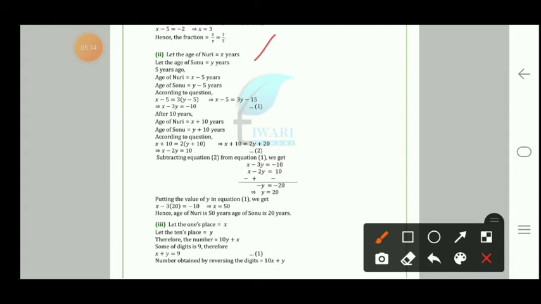So let the age of Noori be x years and Sonu be y years. So 5 years ago the age of Noori is x minus 5 years, age of Sonu is y minus 5 years. According to the equations, we have x minus 5 is equal to thrice of y minus 5. So x minus 5 is equal to 3y minus 15. So x minus 3y is equal to minus 10. Equation number 1. After 10 years, the age of Noori will be x plus 10 years and the age of Sonu will be y plus 10 years.